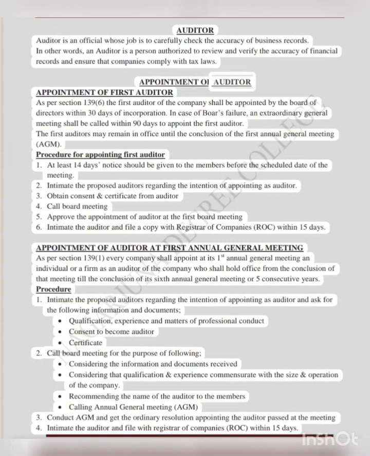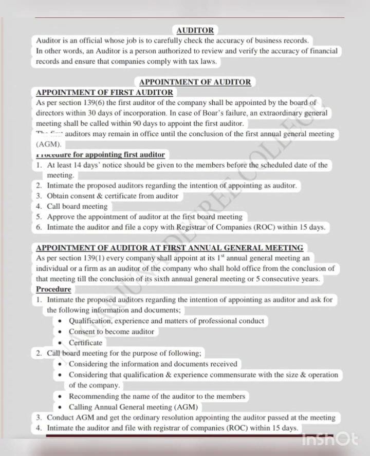Appointment of auditor. Appointment of first auditor. As per Section 139(6), the first auditor of the company shall be appointed by the Board of Directors within 30 days of incorporation. In case of board's failure, an extraordinary general meeting shall be called within 90 days to appoint the first auditor. The first auditors may remain in office until the conclusion of the first annual general meeting.